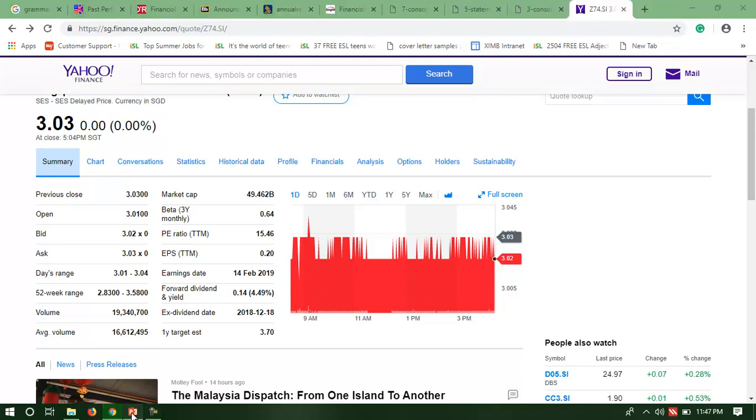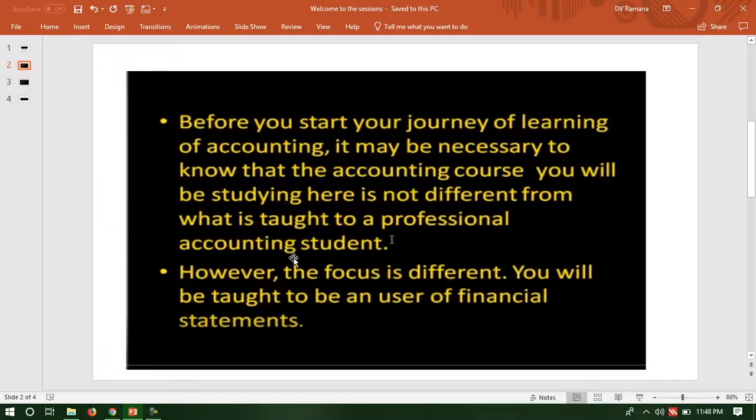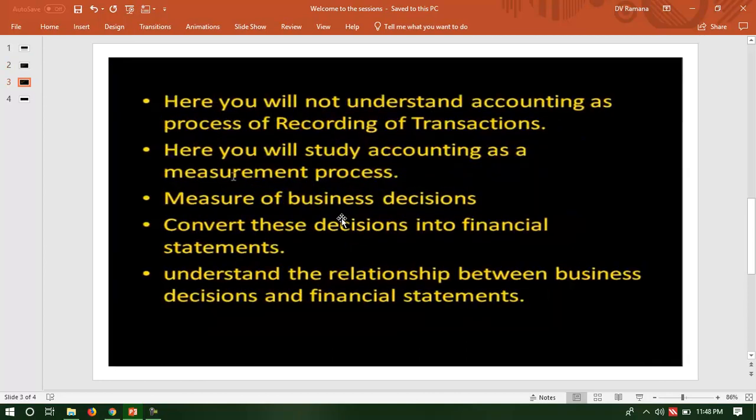So all through the course, our focus is not on preparing the financial statement, but understanding the relationship between the business decisions and the financial statement.